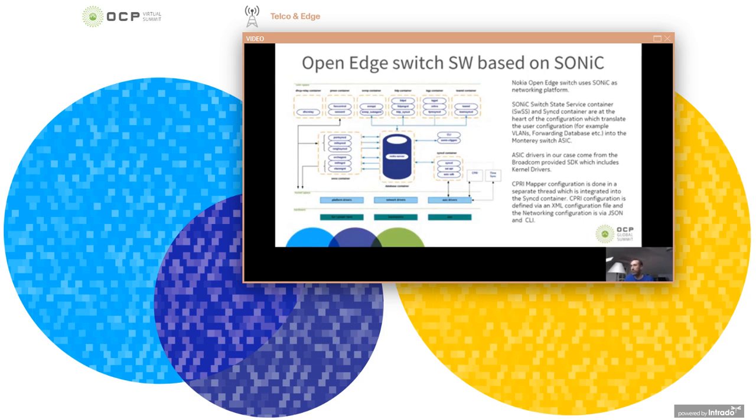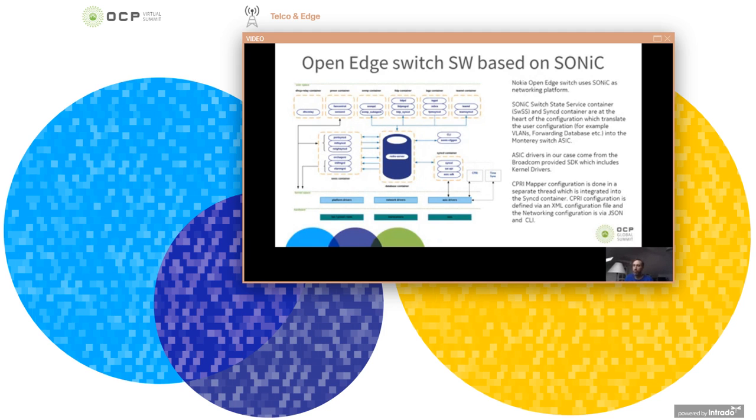A few words about the Open Edge switch software platform, which is based on SONiC that we are using as the networking platform here. The SONiC switch state service container and the syncd container are at the heart of the configuration, which translates the user configuration, which means, for example, the VLANs and the forwarding databases, into the Monterey switch ASIC. The Monterey switch ASIC is controlled by the Broadcom SDK that also includes the needed kernel drivers.